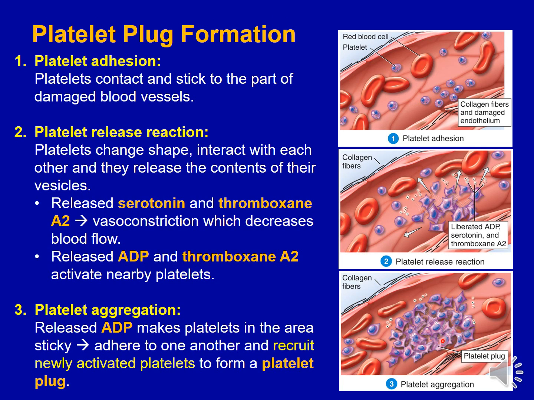So we form a mass of platelets. We recruit more platelets, and these platelets are going to form the platelet plug. So that is the platelet plug formation. It starts with platelet adhesion, platelet activation or platelet release reaction, and lastly the formation of the platelet plug by platelet aggregation.